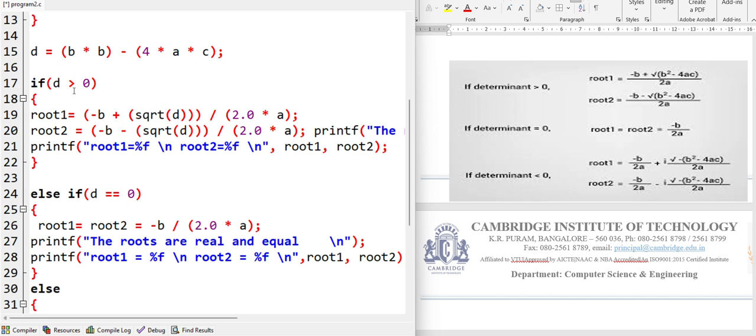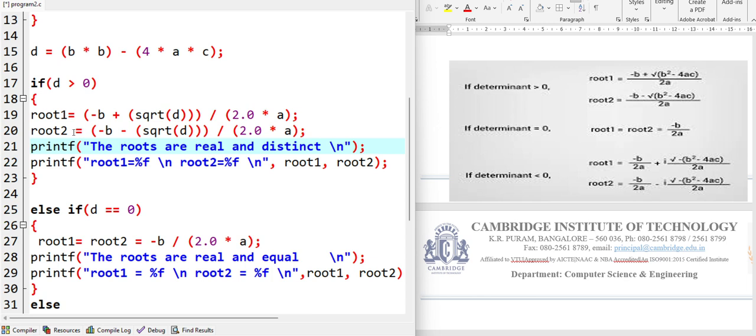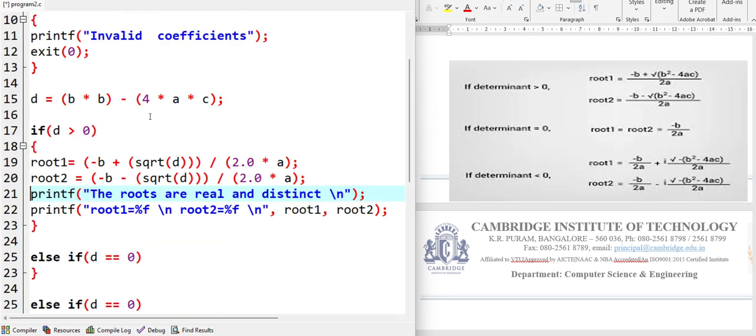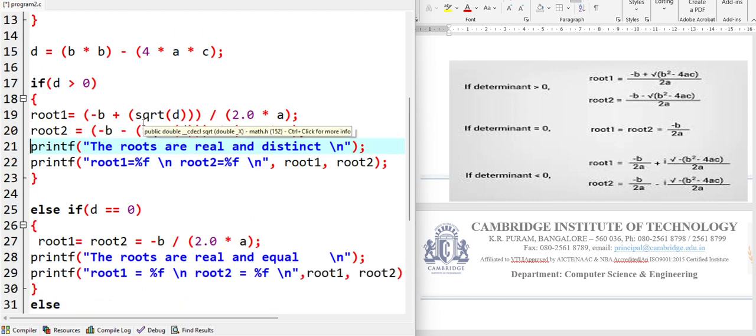So that's why if D is greater than 0, then roots will be real and distinct. Means we get two different roots. So how to find out root 1? Root 1 equal to minus B plus square root of D by 2A. Here square root is a mathematical function which is already available in math.h, so we are using that mathematical function sqrt of D. Similarly, root 2 equal to minus B minus sqrt of D by 2A.